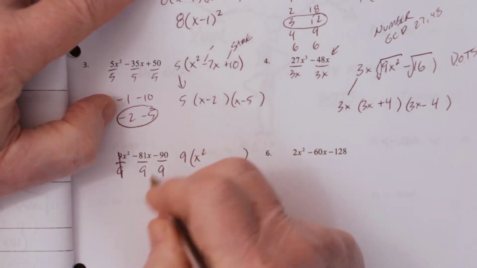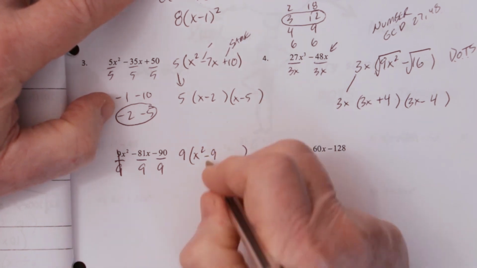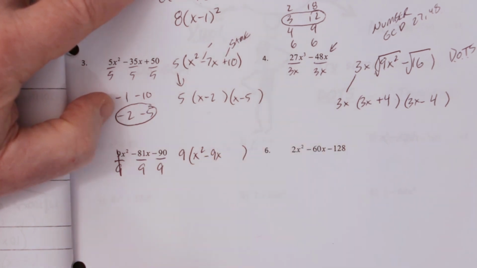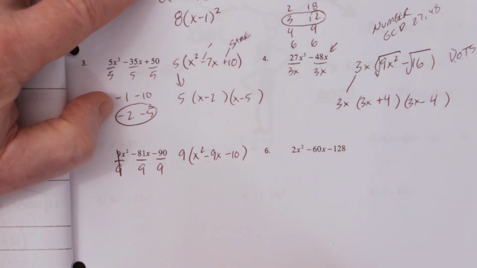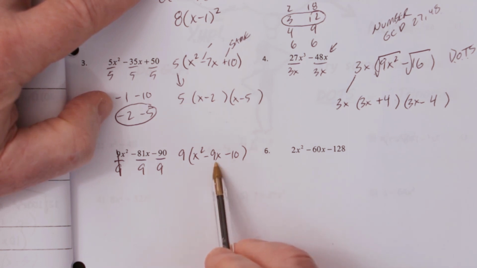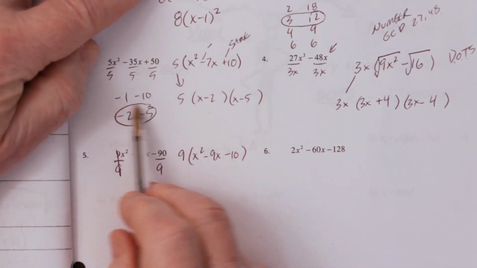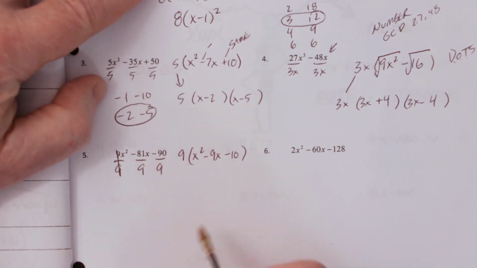x squared. 81 divided by 9 is minus 9. Don't mess up your signs and don't lose your x. And then minus 10. Okay. So we're looking for the factors of 10 with a difference of 9. Hey, look, we have it right up here, only the signs are going to be different, so it's going to be -10 plus 1 to give me -9.